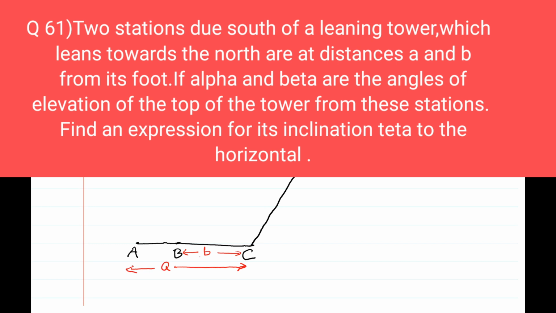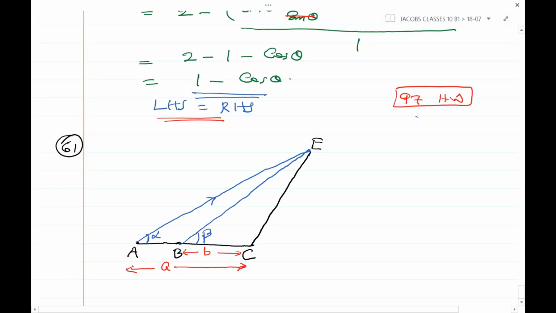If alpha and beta are the angles of elevation of the top of the tower from these stations. So from these stations, that means from A to E, it is alpha, and the angle of elevation from the other station is beta. So here the difference of this question is the leaning tower. C is the foot of the leaning tower. Alpha and beta are the angles of elevation of the top of the tower from these stations.